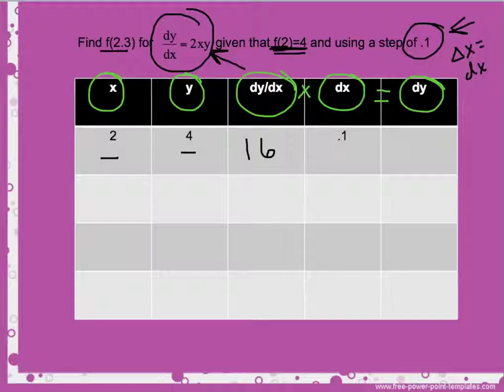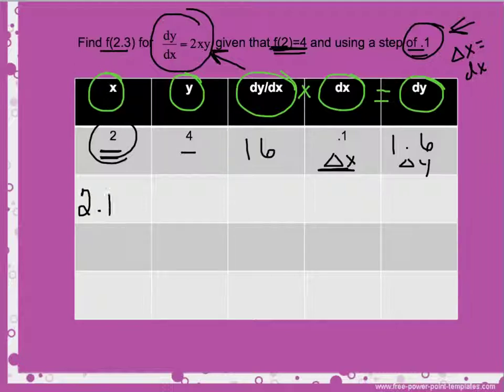My dx is my step, my delta x, which is 0.1. Now to get dy, I take dy dx times dx, and that gives me 1.6. Now remember that dx stands for delta x, and dy stands for delta y. So what I do now is I go back to my original x and y. This x was 2, and I'm going to adjust by my dx, my delta x, which is 0.1, which now means that my new x is 2.1.